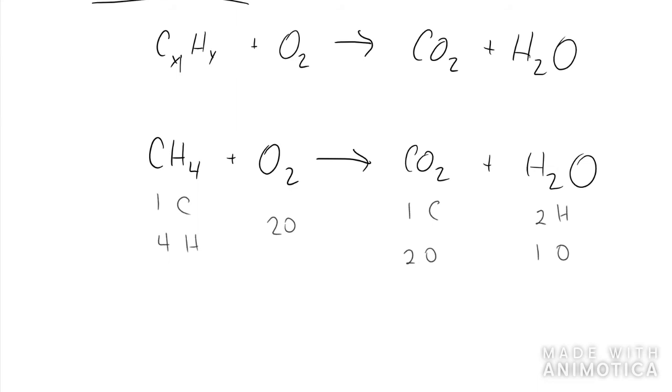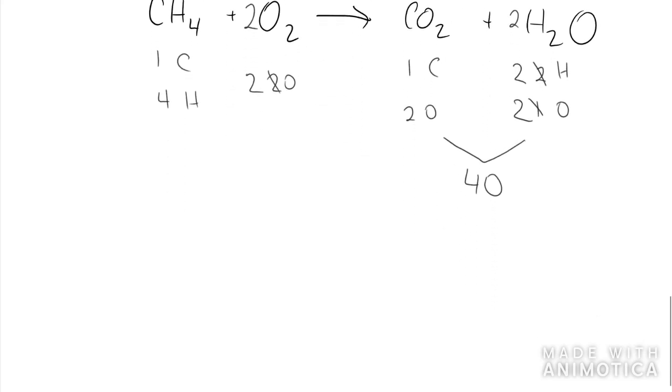We have 4 hydrogen and 2 hydrogen. So let's multiply this by 2. So again, now on this side, we have 2 oxygen and 2 oxygen. So altogether we have 4 oxygen. Over here, we have 2. So we have to multiply this by 2. And now we're balanced.